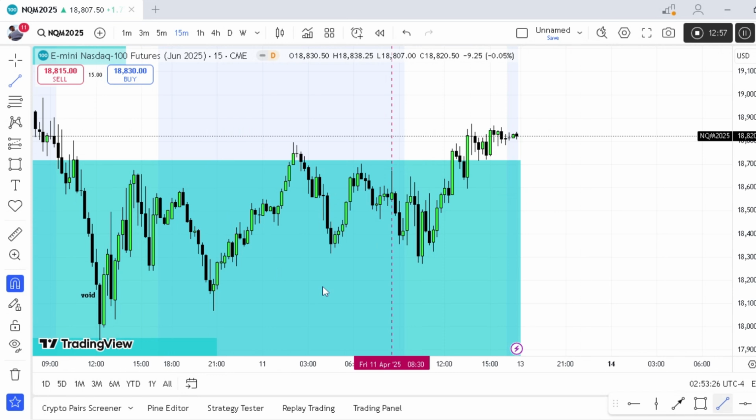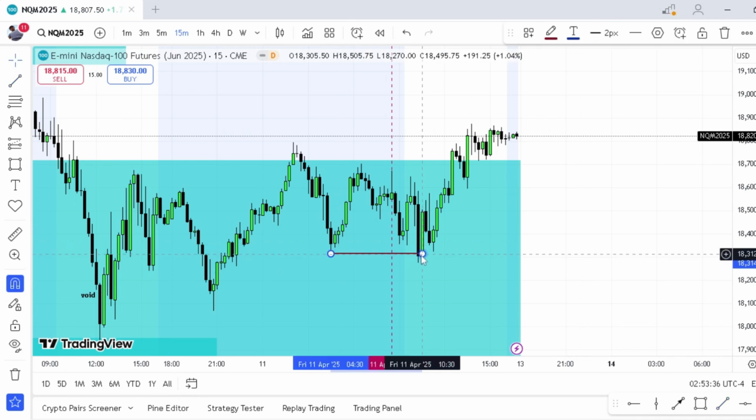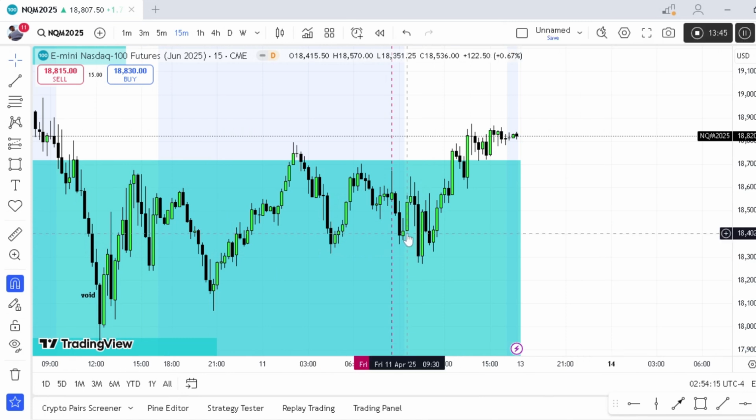We'll look prior to 8:30, and we are seeing this odd low here, and the market came to sweep the liquidity which is residing under this odd low. So I'll mark this one. Let me zoom in a bit and mark.